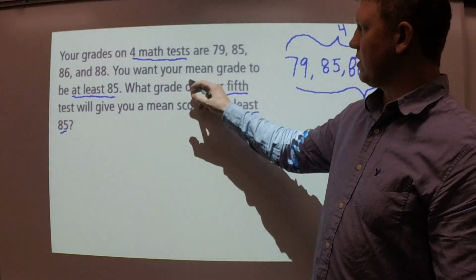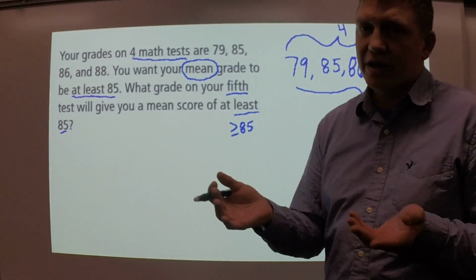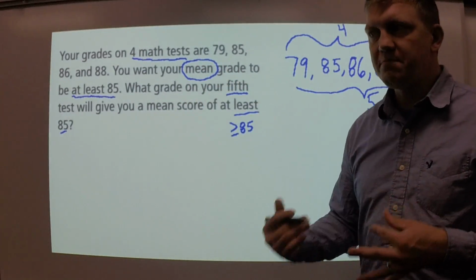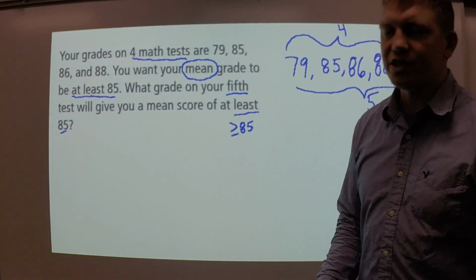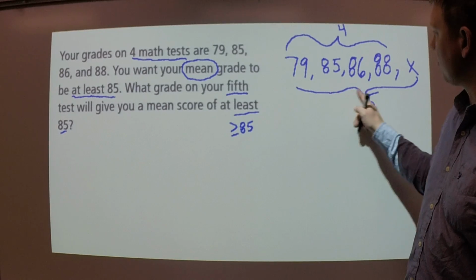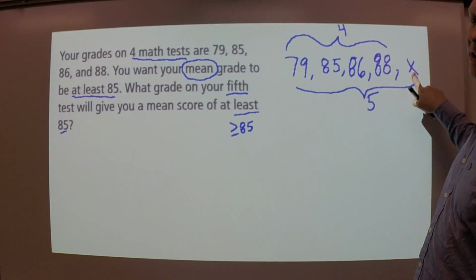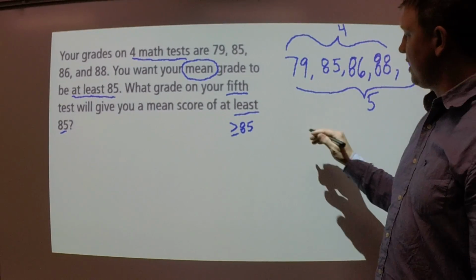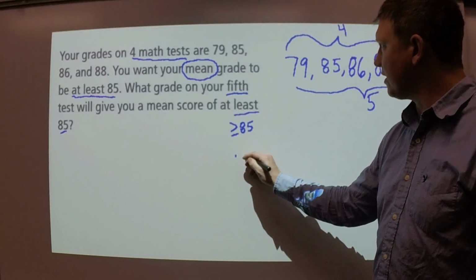When it says mean, what does mean mean? This is kind of a tricky question because the word mean is the average. Average is add them all up, divide by how many there are. And there will be 5 tests, including this unknown variable. All right? And so we're going to write an inequality.